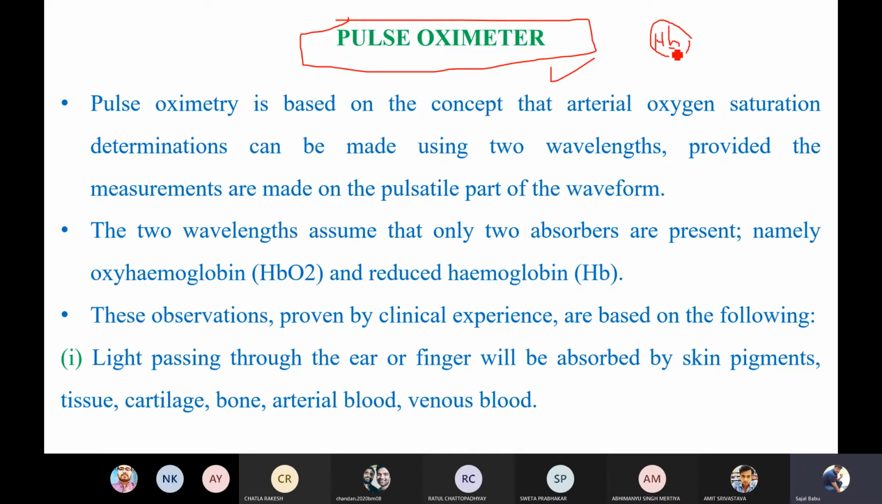What this hemoglobin does in the blood is carry the oxygen, right? The hemoglobin carries the oxygen and supplies it to all the different tissues present in our body. So let me explain about the hemoglobin, and then we can move into the pulse oximeter, right?